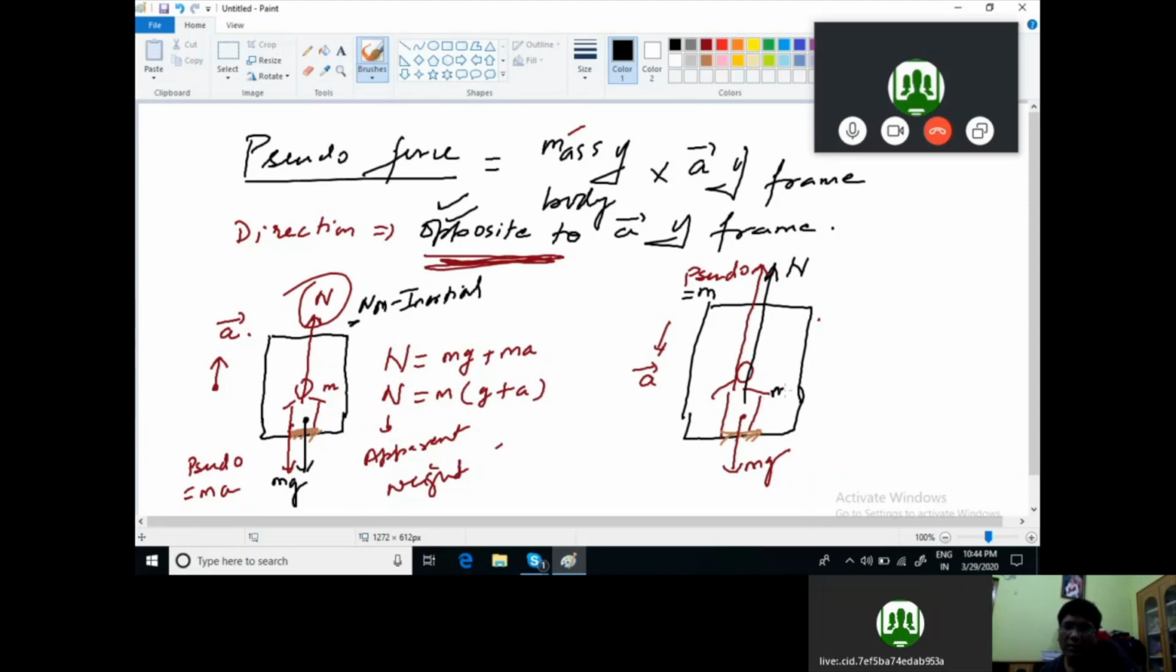This man's mass is M, and again the acceleration of the frame is A. So again you use the vector notation. What this N plus Ma is going to add, because the two vectors are in the same direction, will be equal to what? The weight of the body, that is M times G.